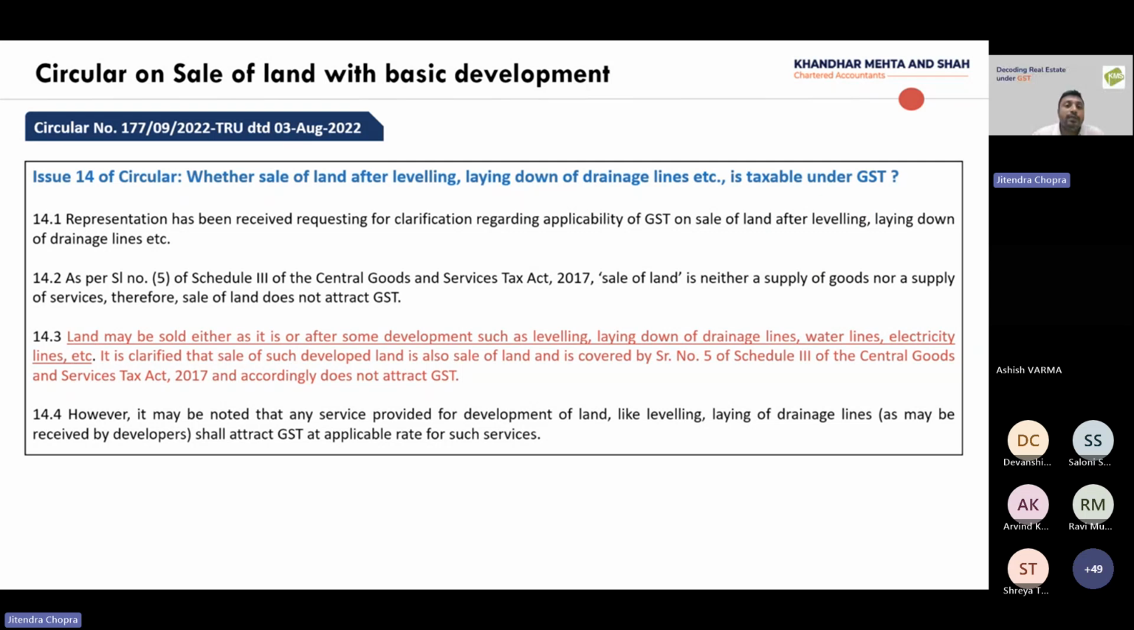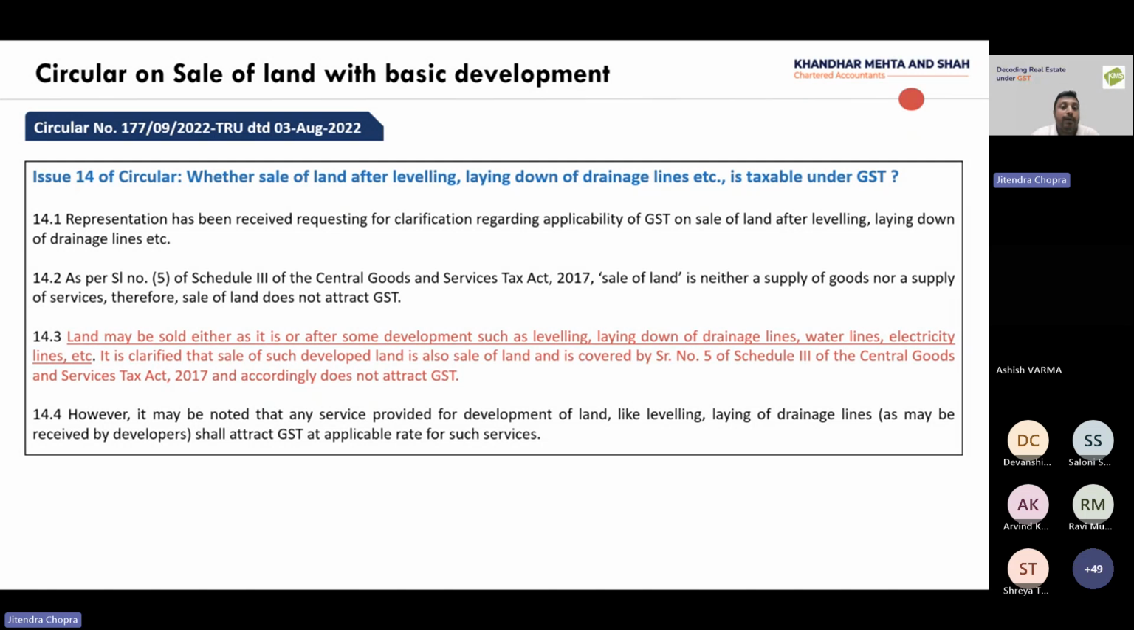Now, the main Circular 177, which gave major relief to developers for plotting projects, where CBIC clarified that representation has been received requesting clarification regarding the applicability of GST on sale of land after leveling, laying down of drainage lines. So they clarified that sale of plot remains sale of land even after some basic development. They have used the words some development such as leveling, drainage, water lines, electricity lines.